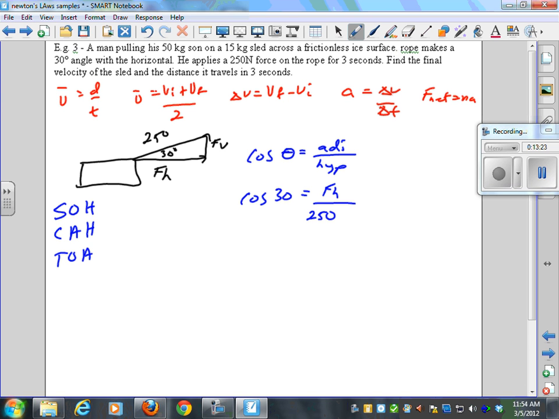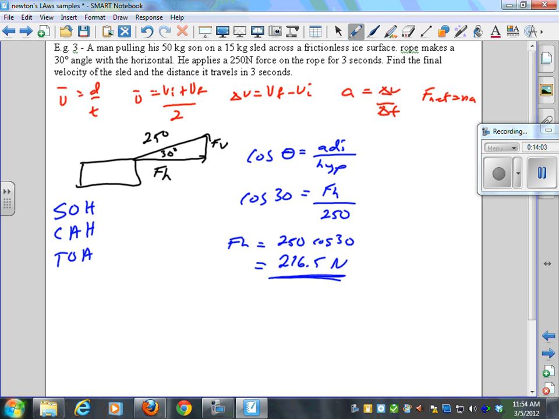Okay, a lot of steps, yeah. So the 250 goes up here, right? We're not going to switcheroo, we're just going to move the 250. So it's 250 cosine 30. I've got to solve for FH by itself. So FH is equal to 250 cos 30, which is 250 times the cosine of 30, is 216.5.